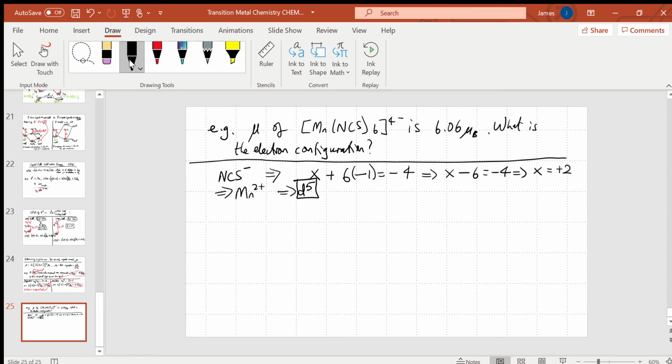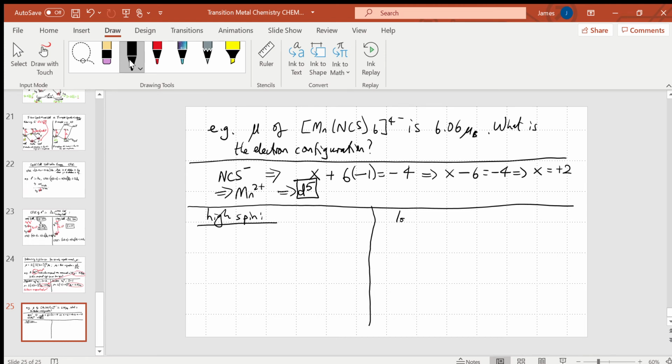Okay, same idea as last time. We want to figure out whether it's high or low spin. It's just asked in a different way, but the only way to get the electron configuration is to know whether you have a high spin or a low spin. So we're going to ask the same questions. High spin, low spin.